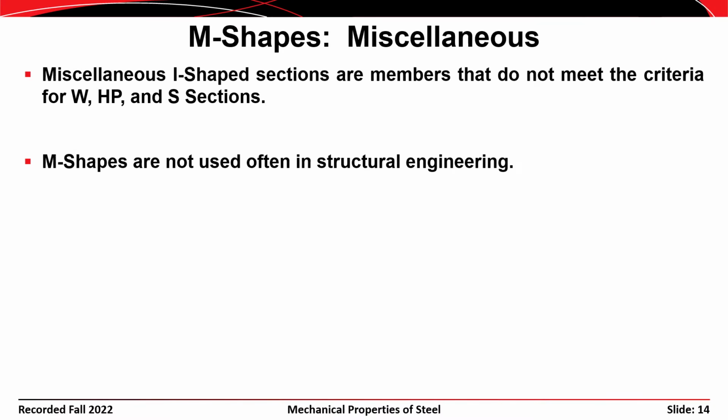Miscellaneous I-shaped sections are also used. These are basically just I-shaped sections that don't meet the criteria for W, HP, or S sections. Miscellaneous sections are not used that often in structural engineering. They might be used for non-structural applications, like maybe stairwells or things of that nature.